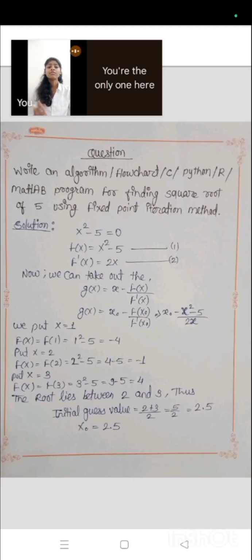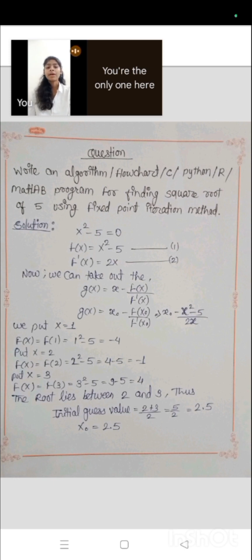Today we solve an internal question. Write an algorithm, flowchart, C, Python, R programming language for finding the square root of 5 using the fixed point iteration method. So let's solve the question.